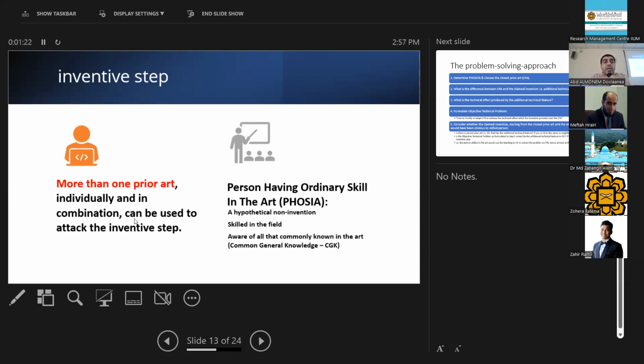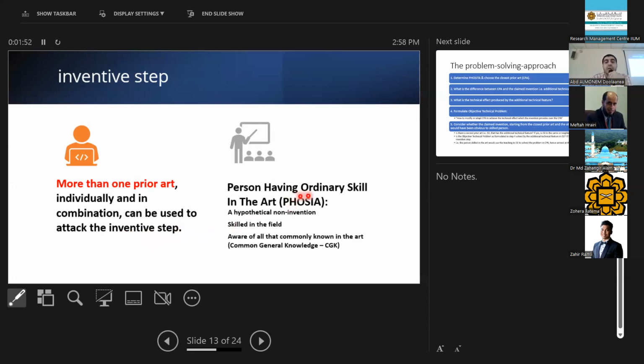And here is the problem. More than one prior art, individually and in combination, can be used to attack the inventive step. So the ones that we compared before, the watering pots and so on, cannot be used to attack novelty, but they can be used to attack the inventive step because you can combine them.